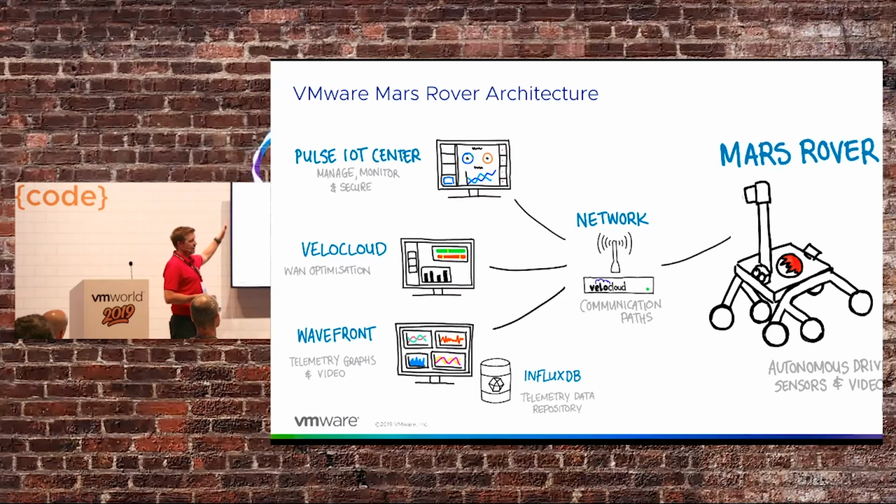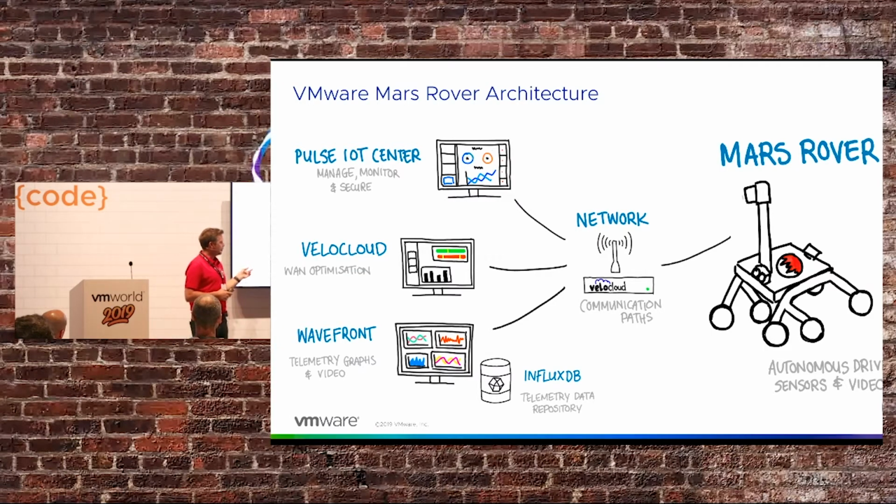We've got Pulse IoT Center at the top left here, which, as I said, manages and monitors. You can use it to secure and onboard IoT devices at scale. And we had VeloCloud, which was providing the network between the Raspberry Pis and the environment. VeloCloud was key for us to move code from GitHub and back.